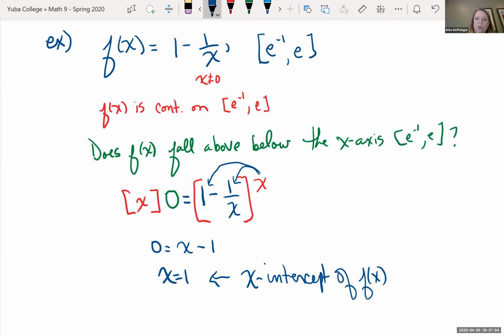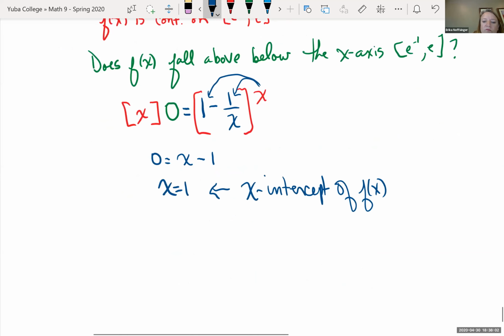I also notice that 1 falls in between e to the negative 1 and e. So I really need to see, is my graph falling above or below the x-axis? Without graphing that or pulling up a graphing calculator, I can do that by just testing a value between e to the negative 1 and 1, and a value between 1 and e, in my original function to see if it's positive or negative.